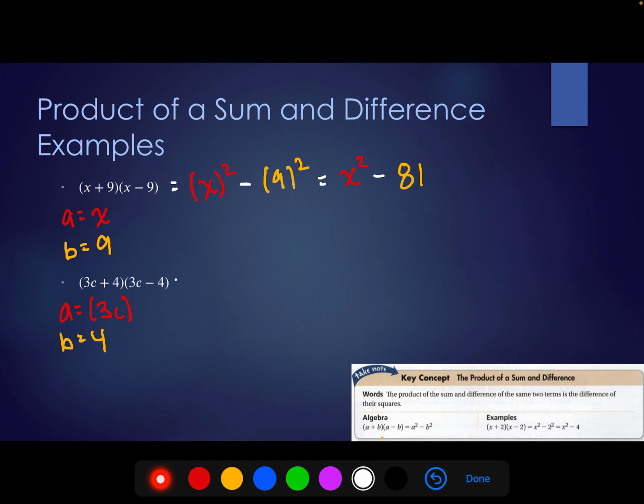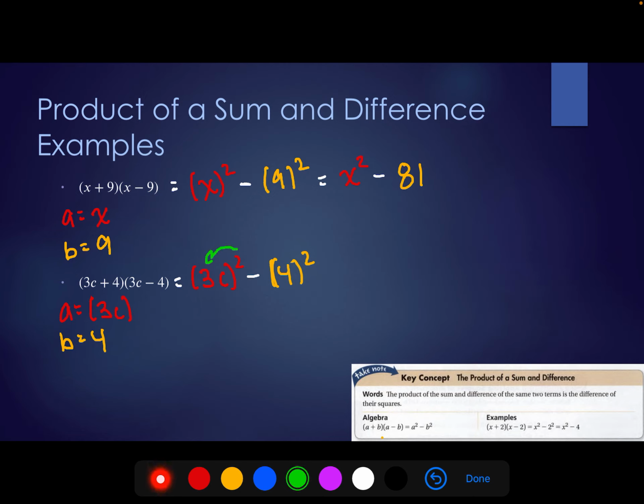So this is equal to our a squared. Our a is this 3c, this whole thing. So we're going to have to do 3c to the second power minus our b squared. And we said our b is equal to 4, so that will be minus 4 squared. Now we can go ahead and simplify even more. Remember, we have here a product raised to a power, so we have to distribute this exponent of 2 to each of the terms here.